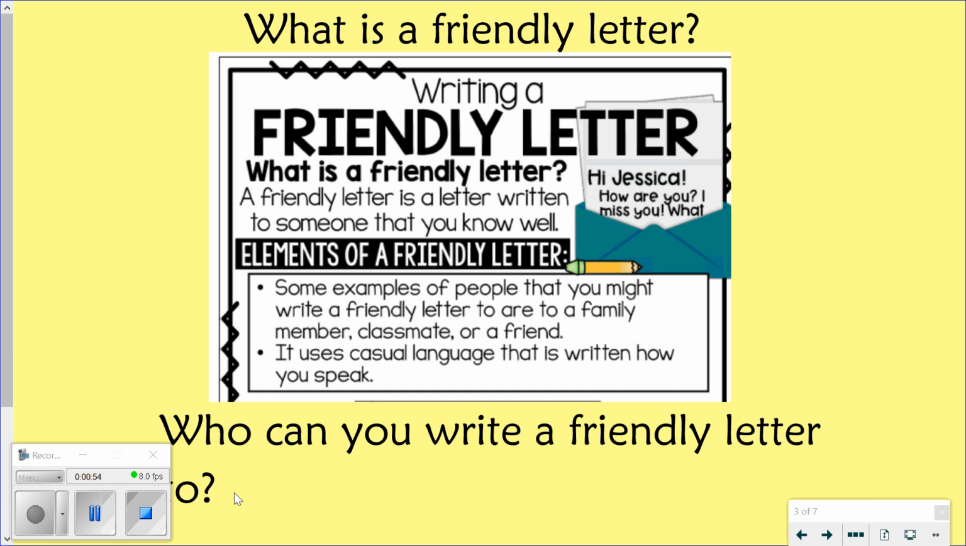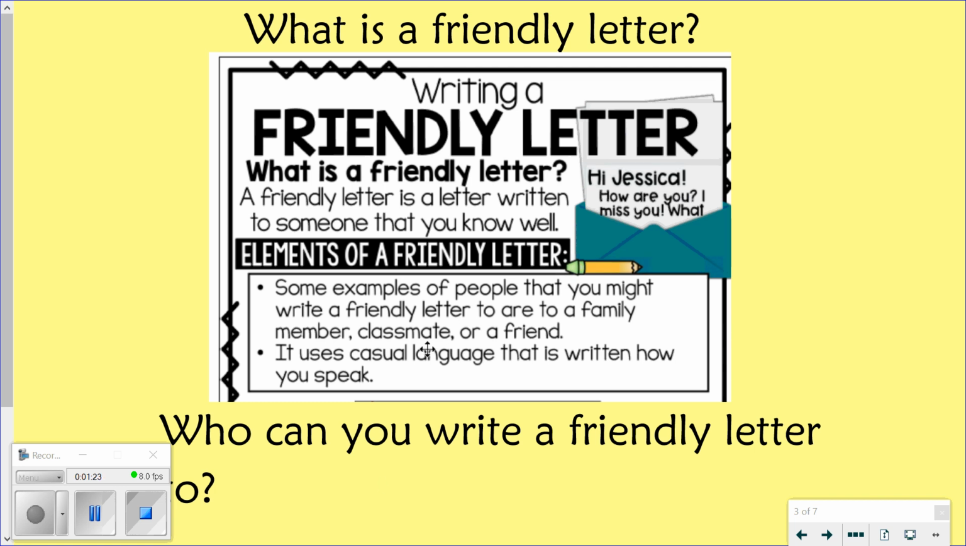So you may be asking, what is a friendly letter? Like, what does she mean when she says friendly letter? A friendly letter is written to someone that you know well. I want you to think in your head, who are some friends that you know well? Maybe someone in your family. Maybe you have a grandma or grandpa who lives somewhere else. That would be somebody that you would write a friendly letter to. Could be a person from your class, a classmate that you really miss.